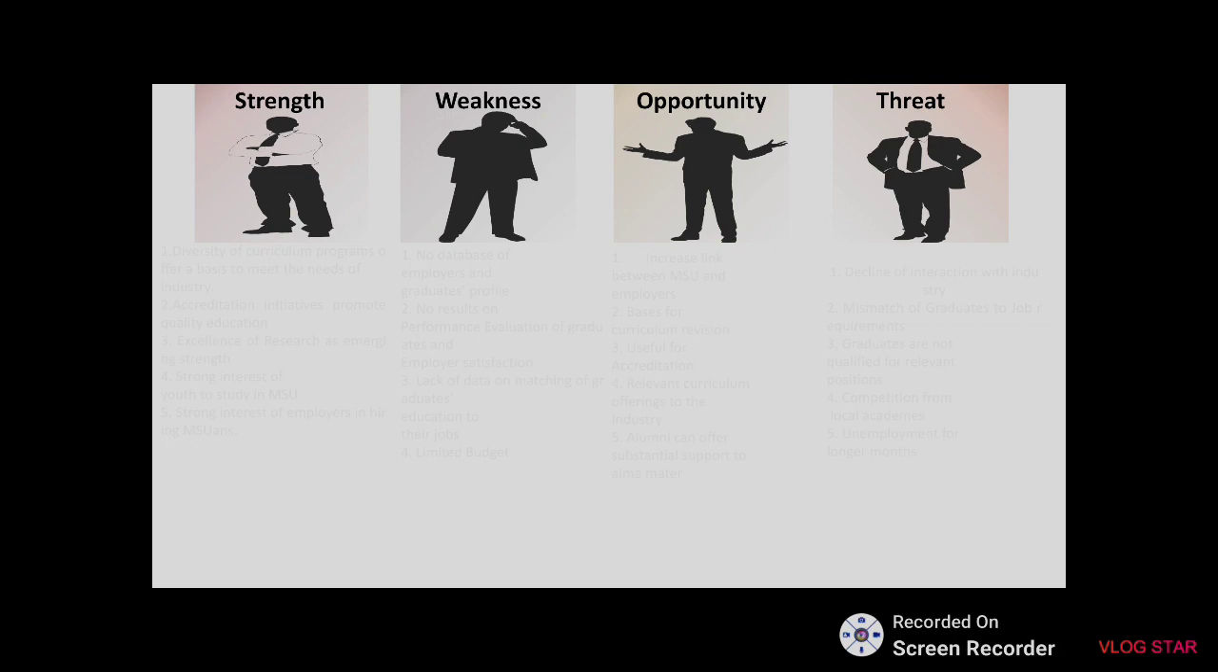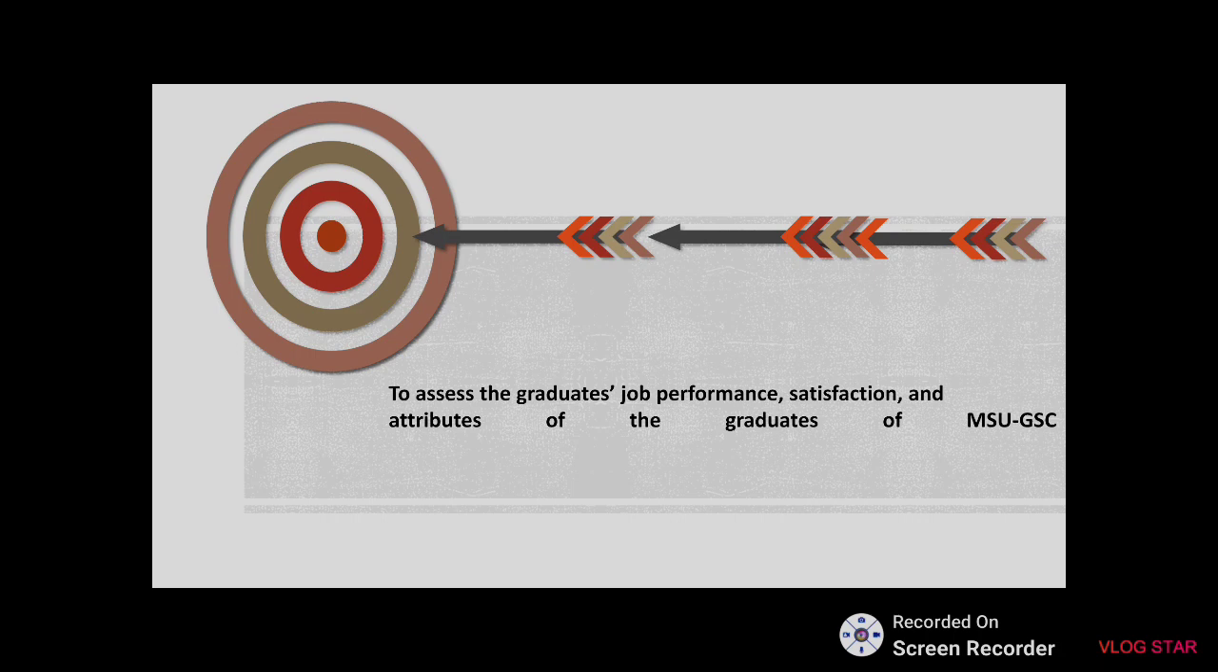Okay, so let's proceed now. So I have here, if you notice, I have the target there because this was the aim of my study. It was to assess a graduate's job performance, satisfaction, attributes of the graduates of MSU Jensen.